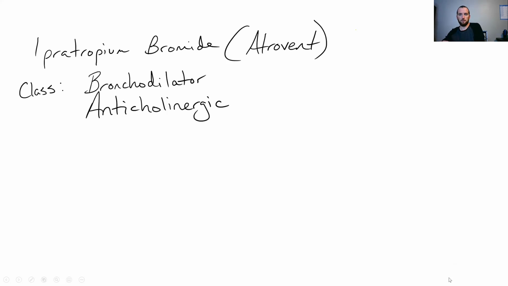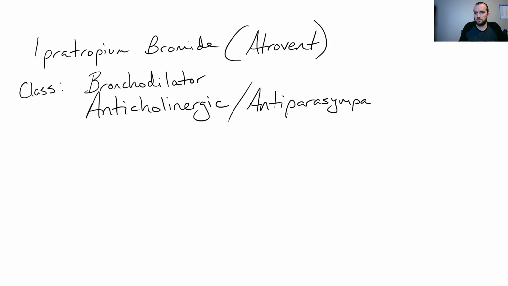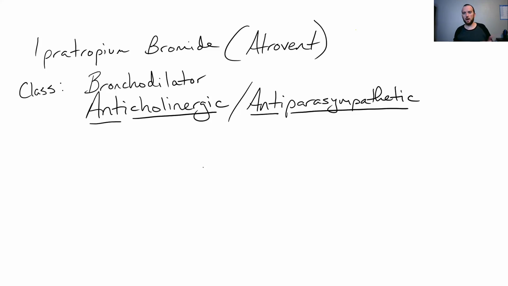It blocks that parasympathetic response. It does not trigger the beta-2 receptors. It doesn't bind to those beta-2 receptors. It blocks that parasympathetic response. That's the anticholinergic, which you could also say is an anti-parasympathetic drug. Just another way of saying it, because the cholinergic nervous system is the parasympathetic nervous system. So we're saying this is an anti-drug, working against it, doing the opposite of, or blocking that effect.